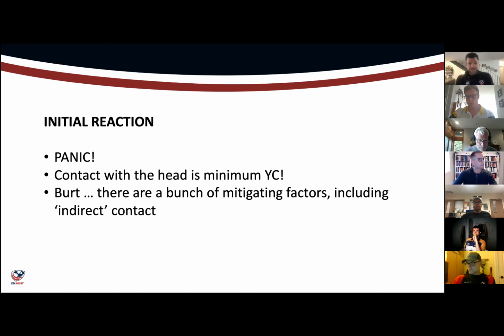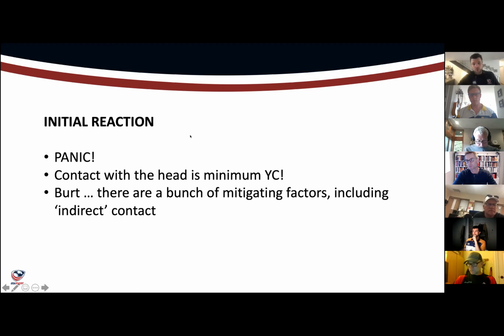But nevertheless, there are a bunch of mitigating factors. I don't know who Bert is. I think that's supposed to be Butt. So if Bert's out there, Bert can calm down and relax, because there are a bunch of mitigating factors, including indirect contact, which is listed as a mitigating factor. But the moment you indicate that indirect contact with the head is a mitigating factor, you put a different framework around the World Rugby framework.